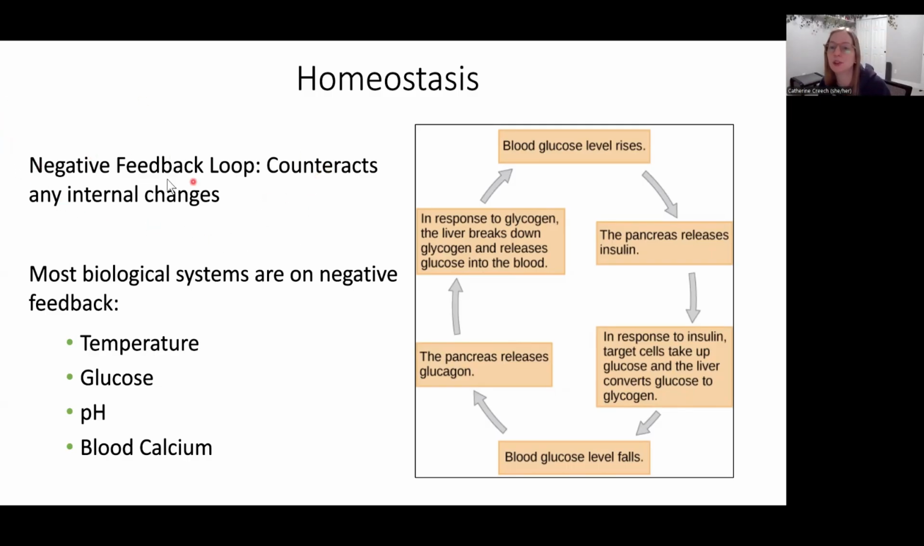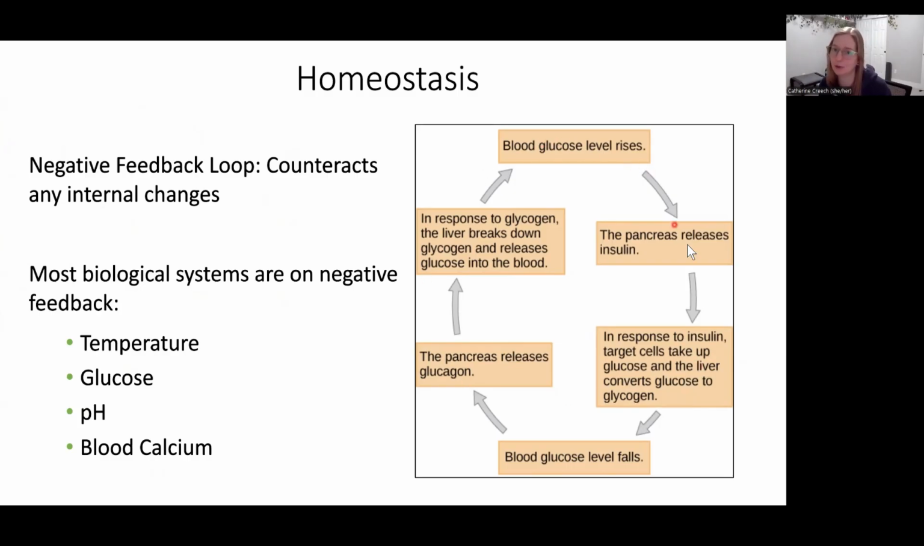This is the most common type of feedback loop. Almost all of our feedback loops are negative. There's only a few examples of positive. Most of our biological systems, for example, temperature, glucose, pH, blood calcium, those all rely on negative feedback loops.